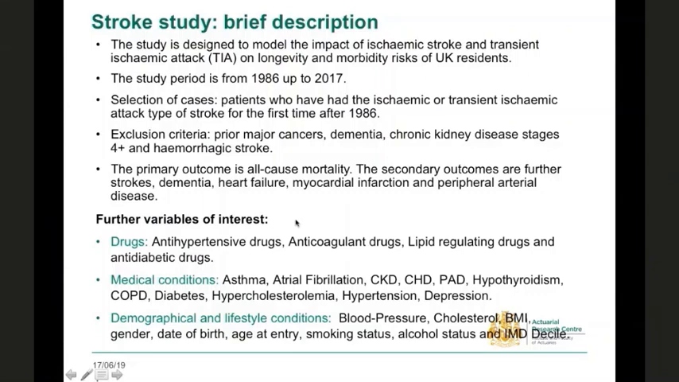The variables that we're going to use in the models are drugs such as antihypertensive, anticoagulant, lipid regulating, and anti-diabetic drugs, and medical conditions such as asthma, atrial fibrillation, chronic kidney disease, coronary heart disease, peripheral arterial disease, hypothyroidism, chronic obstructive pulmonary disease, diabetes, hypercholesterolemia, hypertension, and depression. And also demographic and lifestyle variables such as blood pressure, cholesterol, BMI, gender, DOB, age, smoking and alcohol, and IMD decile.